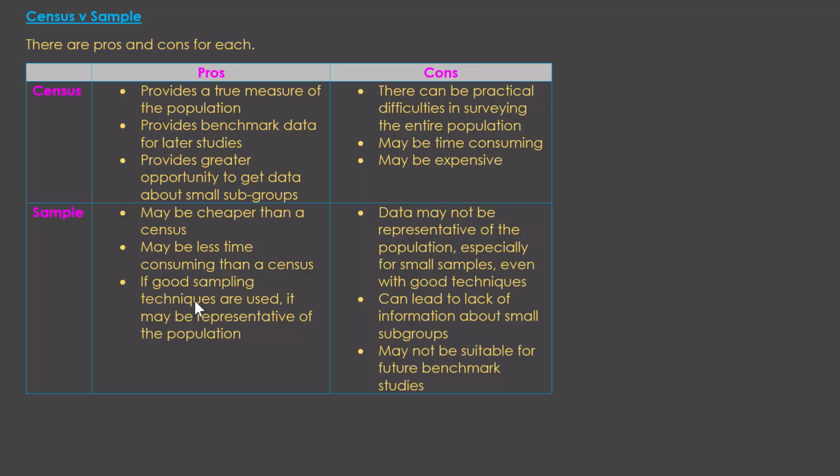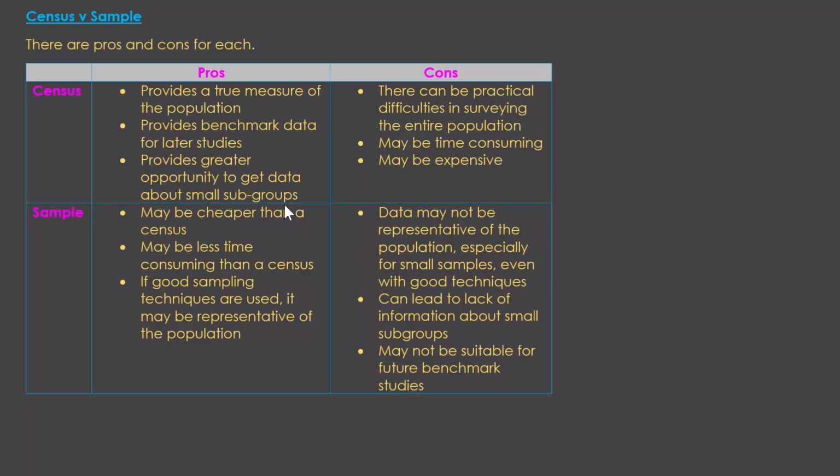If good sampling techniques are used, it may be representative of the population. A lot of work goes into sampling techniques. What's the downside? The data may not be representative of the population, especially for small samples. So if you only take a 0.0001% sample of the Australian adult population, you may not get a good read, even if you use good techniques.